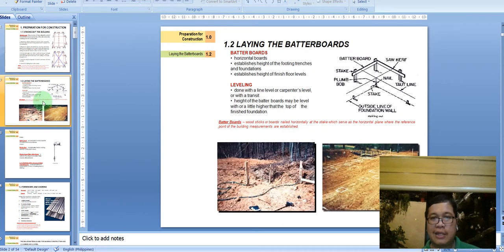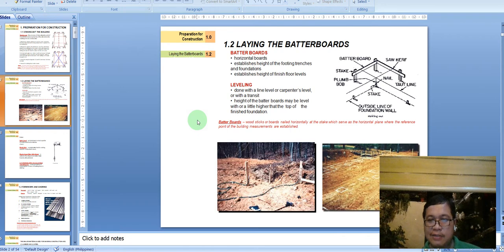Now let's go to the second stage, laying out the batter boards. The batter boards, these horizontal boards, establish the height of the footing trenches and establish the height of finished floor levels. One thing you must remember, class, in the process of constructing, is that your finished floor line should always be higher than the street level.